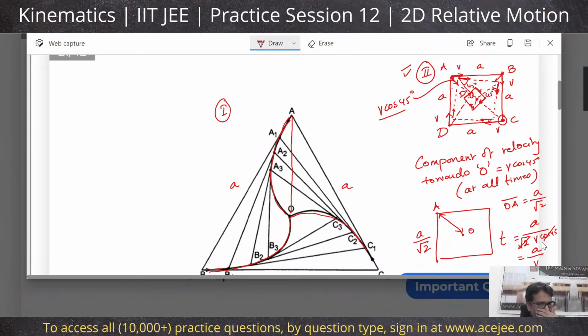Now, what about the equilateral triangle? Same approach, right? Here the angle would be V cos of 30. The component of the velocity vector towards the center is V cos 30. Now, what is the distance OA? What is the distance OA, beta?